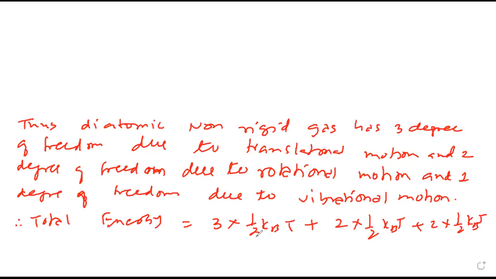These three lines, three terms clear? 3 into half, 2 into half, 2 into half. Yes, sir. Why 2 into half? Because in vibrational motion, there are kinetic as well as potential energy. Thus, now if they say explain law of equipartition of energy, then this whole thing you will write. If only define, then the first paragraph which I gave at the start, that you will write.